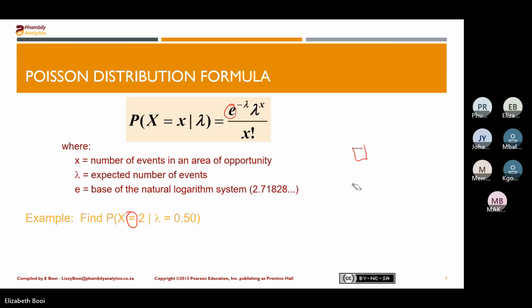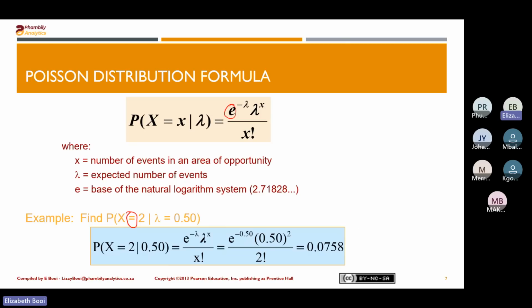Okay. So how do we answer this question? I'm going to substitute. Our e is the base of the natural logarithm. Our lambda is 0.5, so it's e to the power of minus 0.5 times 0.5 to the power of 2 divided by 2 factorial. And when you solve this entire equation, you get the probability of 0.0758.